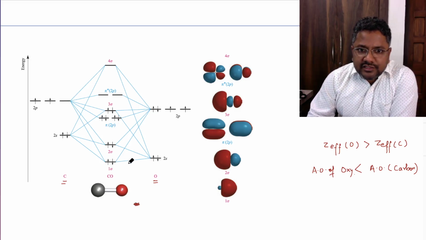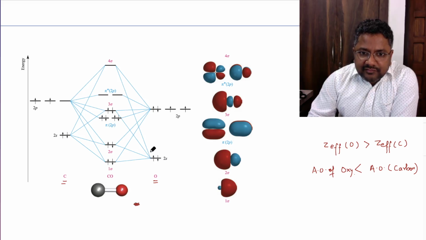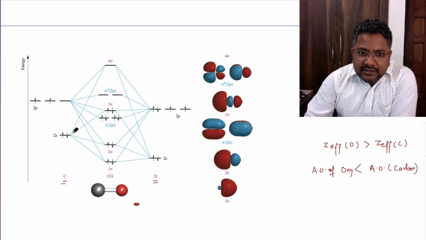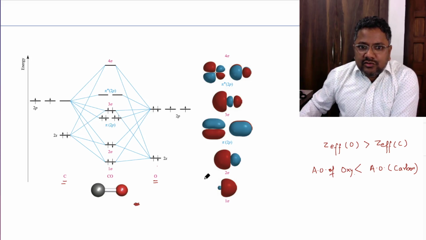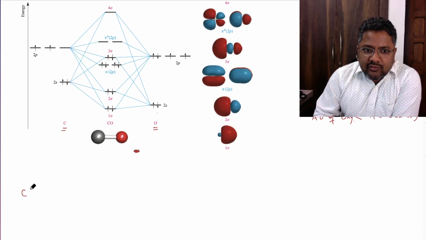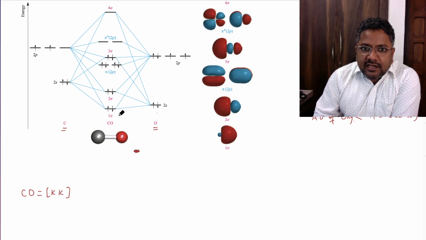Okay, now if you see here, you will find that this 2s of oxygen and 2s of carbon have energy more than pi 2px. So for carbon monoxide we can write KK, right? Leave that, and this sigma 2s. That's why they have not written it here.